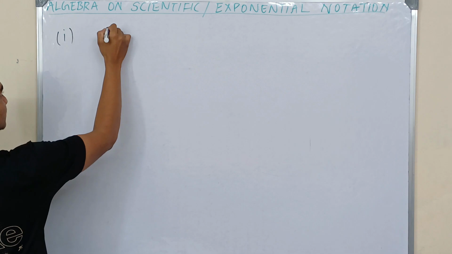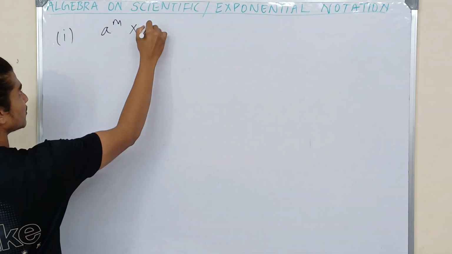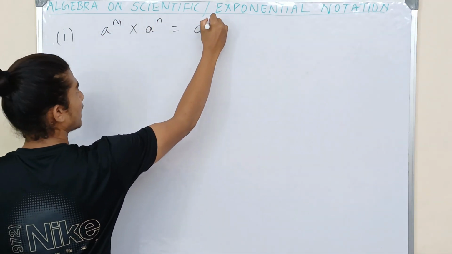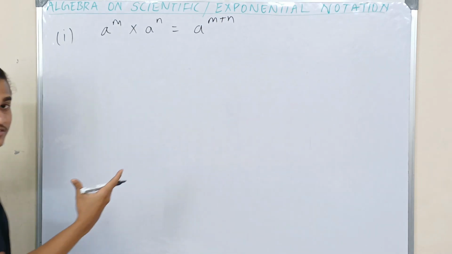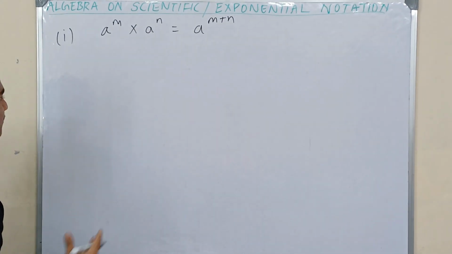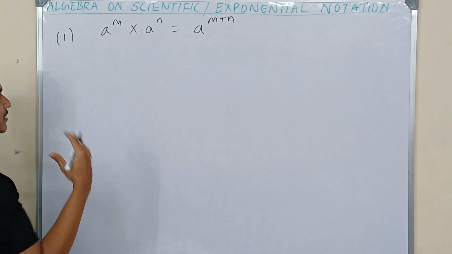So the first rule is a to the power m into a to the power n equals a to the power m plus n. You probably know about these rules, but sometimes people might have forgotten this. So I'm going to recap everything.